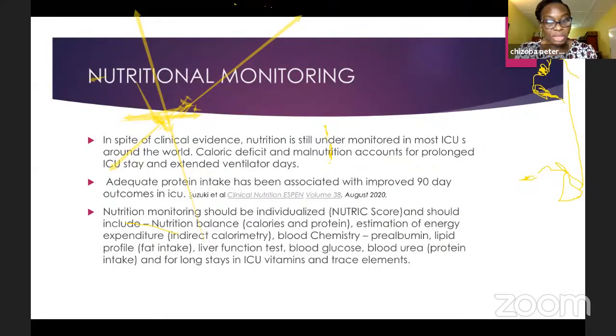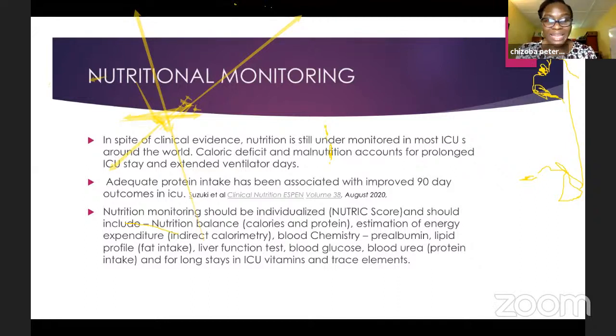Okay, nutritional monitoring, please. It's very important to monitor nutrition in the ICU. Nutrition is therapy in the ICU. It's not just something we do. We don't just feed our patients with PAP. We calculate the calories they need. And most importantly, of all the macros, we need to make sure we're giving them enough protein.